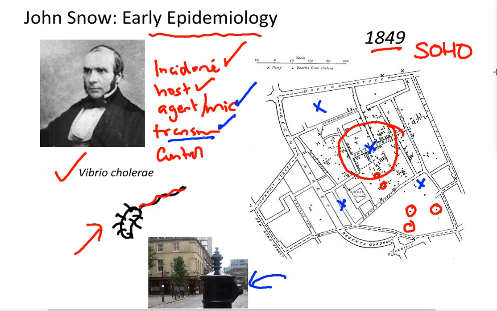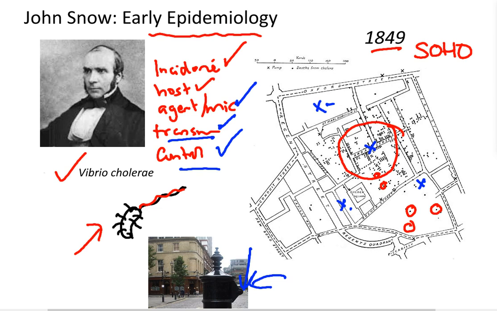Snow decided that what was going on was that the cholera was being transmitted through water. And so after some hard work, he managed to convince the authorities to remove the pump handle from the well in Broad Street. Then people started drawing their water from other wells, and what happened was that the infection rate for cholera fell. So Snow had established a control method for cholera.